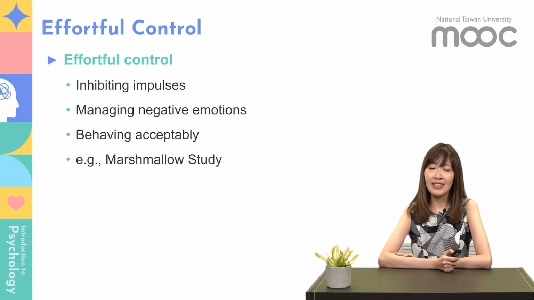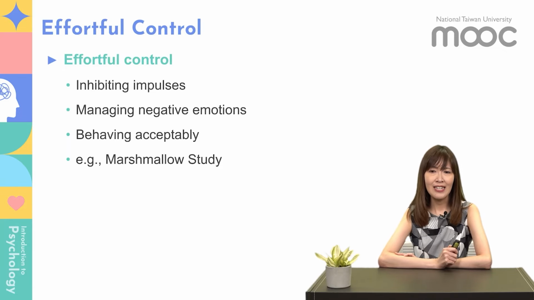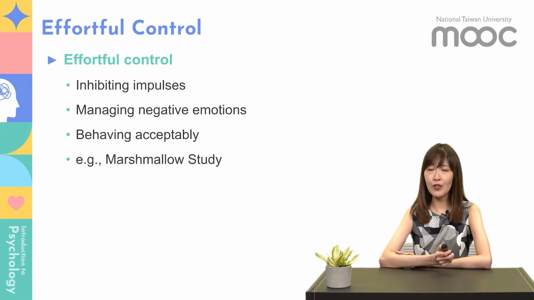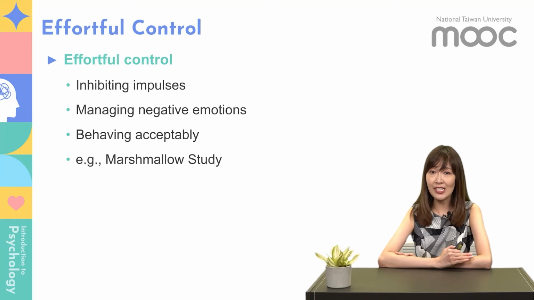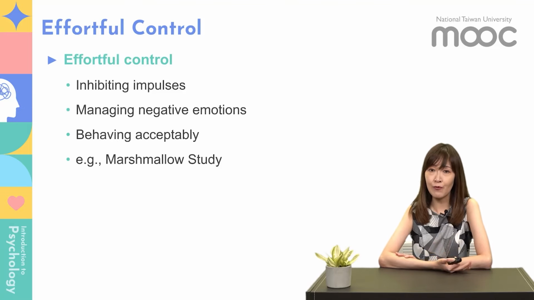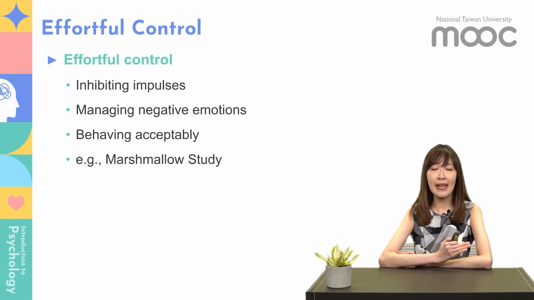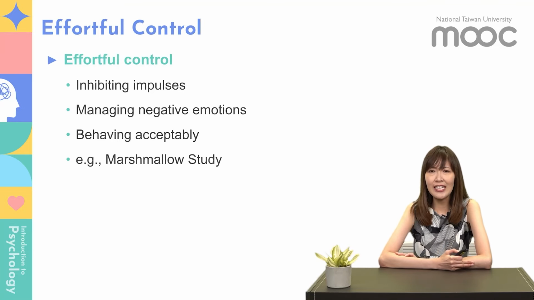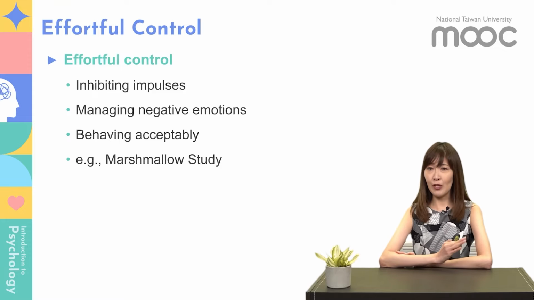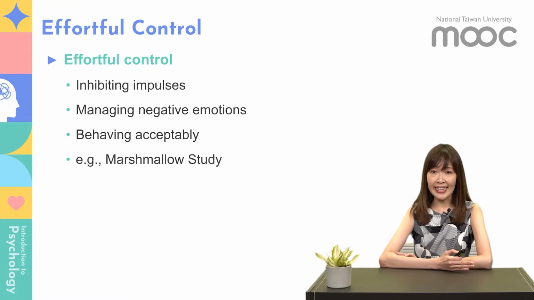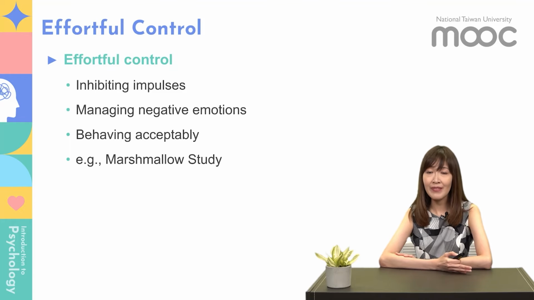Well, for example, now imagine that you're in the classroom physically and you're hungry, but you cannot just get out and get some food. So what can you do? You have to inhibit your impulse to get out and to find some food. And you also need to manage your negative emotions. You're kind of anxious. But you have to manage your emotions in order to behave acceptably as a student in the classroom. And that needs affective control.